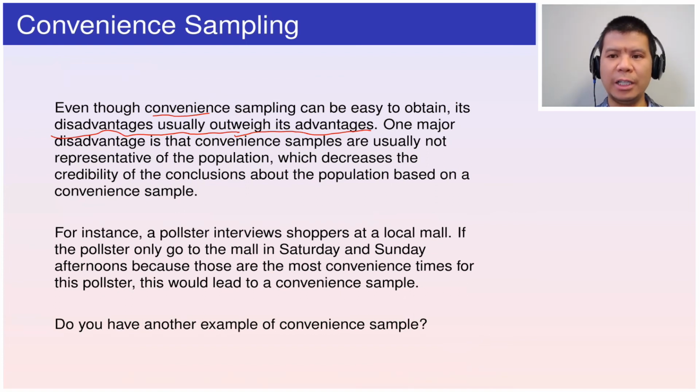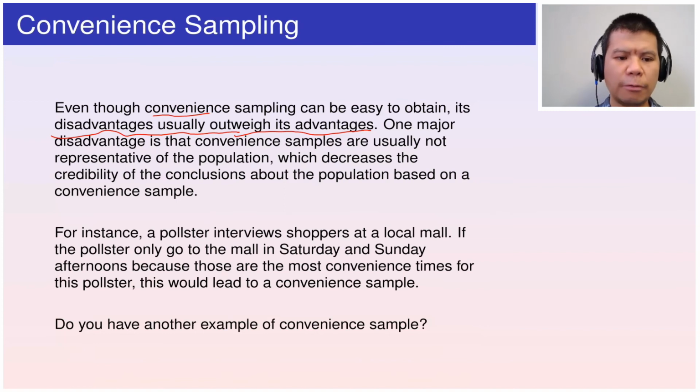The result obtained is not representative of the population. And of course, it's not reliable, right? So one major disadvantage is that convenience samples are usually not representative of the population, which decreases the credibility of the conclusions about the population based on the convenience sample. This is very common. So in practice, you have to be really careful when dealing with convenience sampling.